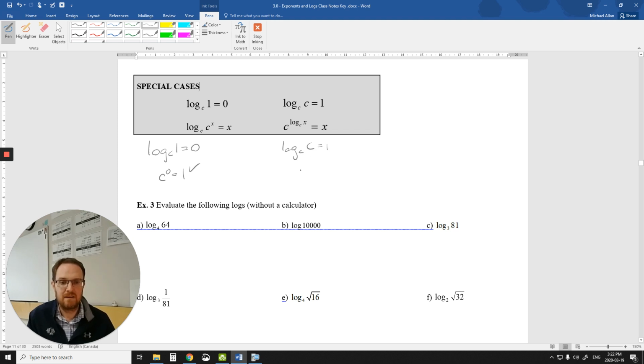If I change this to exponential form, my base is c. So that's the same base there. I'm going to switch these two. So that's to the power of 1. And c to the power of 1 is c, which makes sense. So this is going to be true. So that could be any base. It could be base 10 of 10, base c of c.